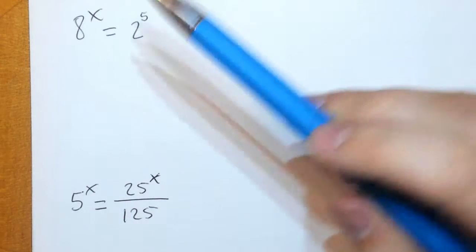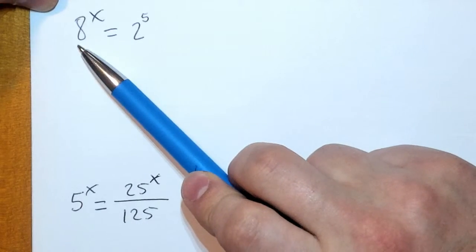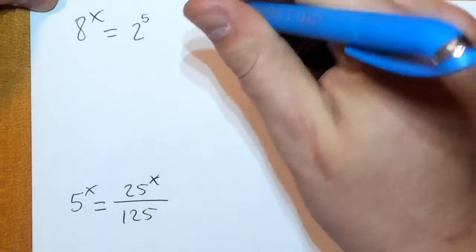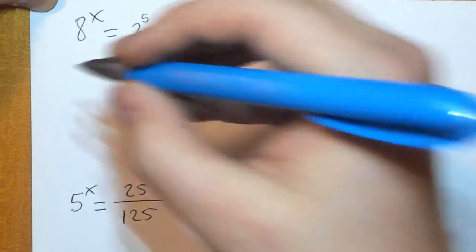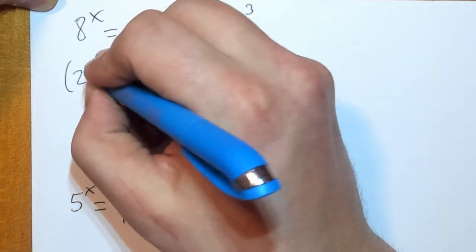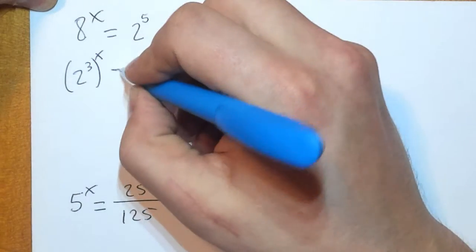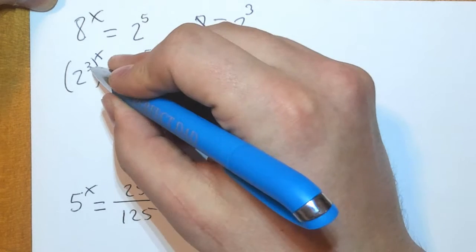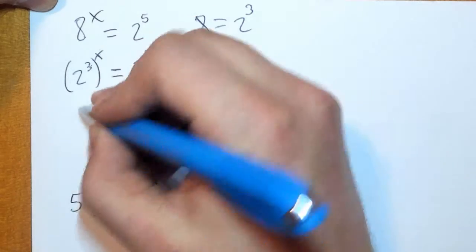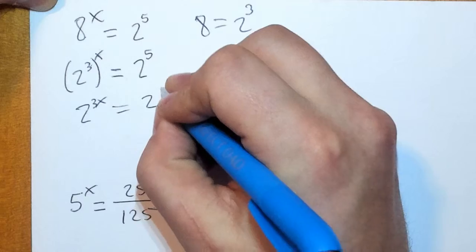So looking at this one, I've already got a base of 2 over here on the right side. I can turn 8 into a base of 2 by remembering that 8 is just 2 to the third power. So I'll replace 8 with 2 to the third power. Now 8 was being raised to the x, so I've got to remember that x. And then I won't mess with the right side because it's how I like it anyway. Simplifying a little bit, I've got power to a power, so those get multiplied together. 2 to the 3x power equals 2 to the 5th power.